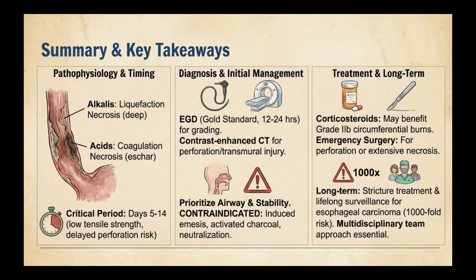A thorough history should focus on the agent, concentration, volume, and intent of ingestion. A physical examination should prioritize airway assessment. Laboratory studies, including a complete blood count, comprehensive metabolic panel, coagulation profile, and blood gas with lactate, are crucial for assessing systemic impact. Imaging, particularly contrast-enhanced computed tomography scans, is highly sensitive for detecting complications like perforation, evidenced by pneumomediastinum or pneumoperitoneum, and for visualizing structures beyond endoscopic reach.